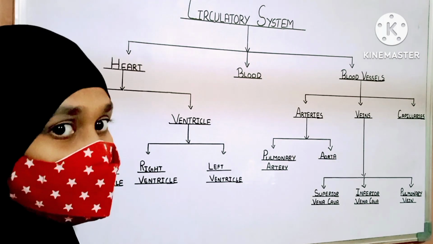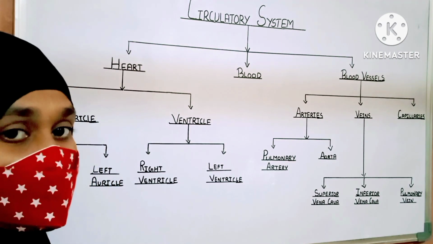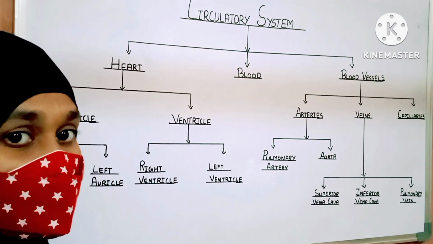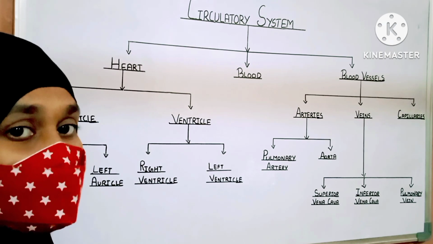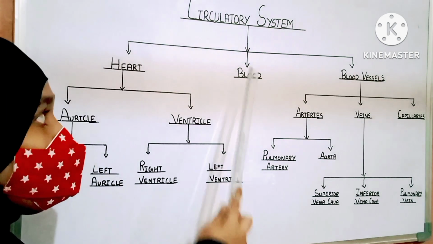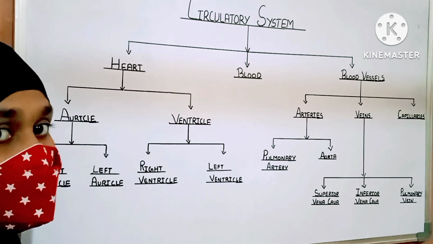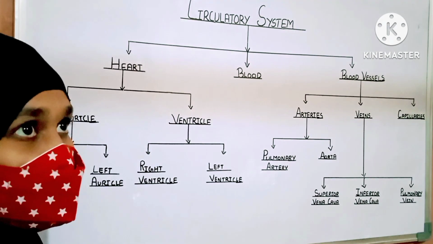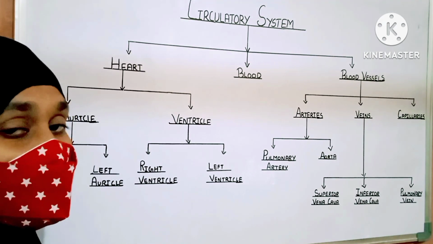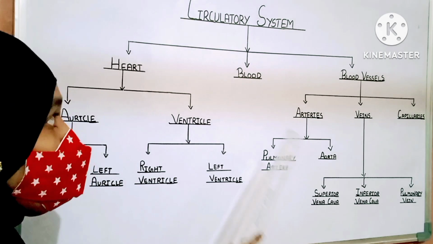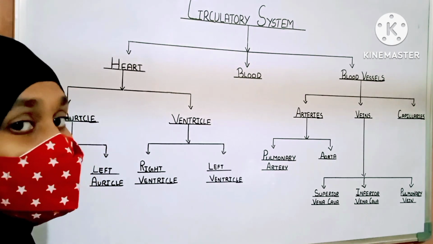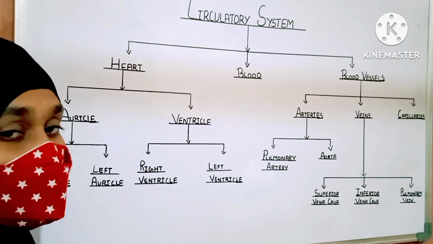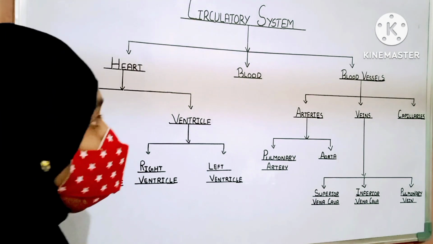Blood is a fluid. It is red in color. Why is the blood red in color? It has a pigment called hemoglobin. This blood carries useful materials from one part to the different parts of the body. It carries things like digested food and oxygen. It also carries the waste products and the carbon dioxide, which helps to remove them out of the body.